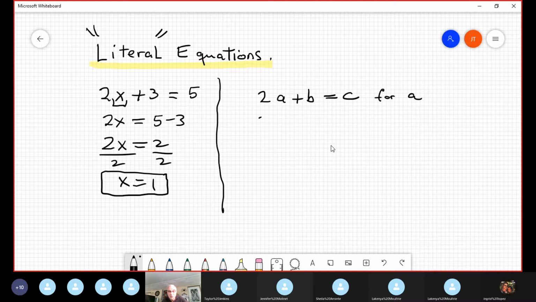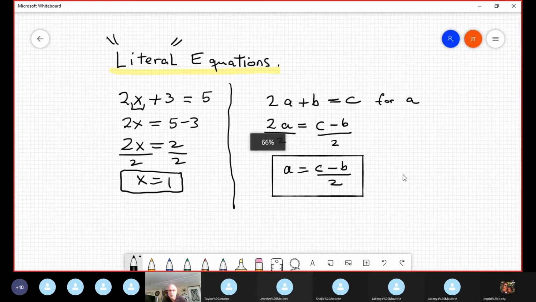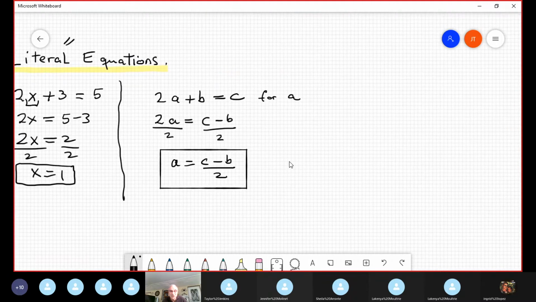So you move b to the right-hand side, c minus b, no? And finally, divide by 2 on both sides, and a is equal to c minus b over 2. And that's it. This is the answer. And who is c minus b? I have no idea. It's c minus b, and leave it like that. So you have an equation that contains several variables, and you need to solve for exactly one variable. So you solve for a, or solve for the specified variable.